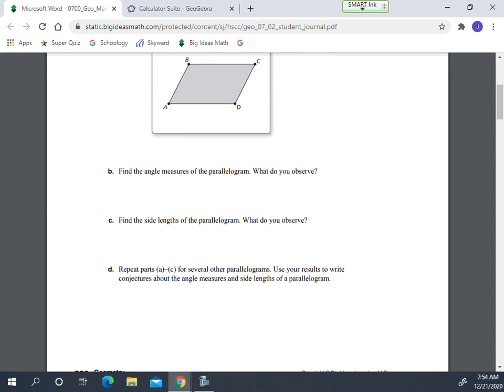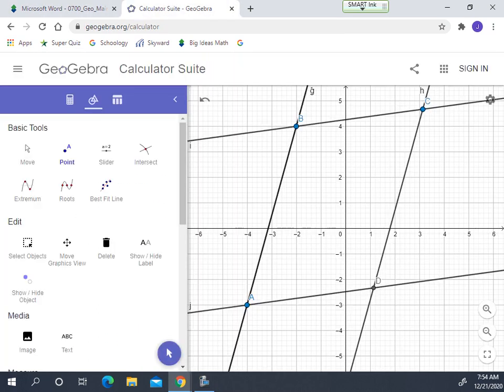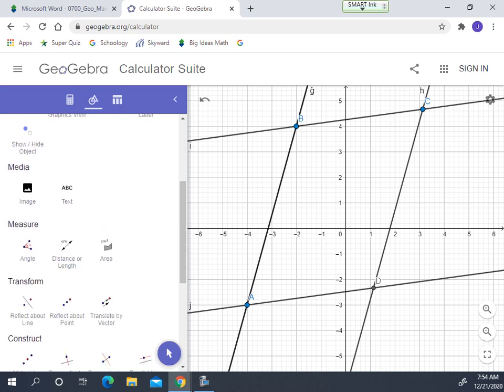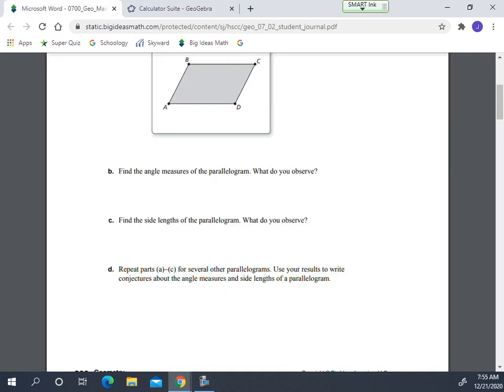Now, I've constructed my parallelogram. We want to find the angle measure of each angle. So we've got to go to measure, angle measure. There's B, there's C, there's D, and then there's A. So what do we notice? Well, let's look at A, 66.6. We know that C is 66.6. So opposite angles, right? If we looked at B, 113.4, D, 113.4, opposite angles are congruent.